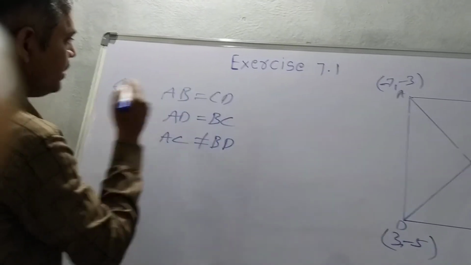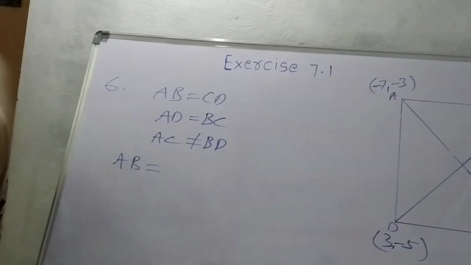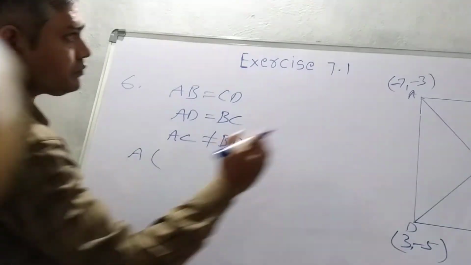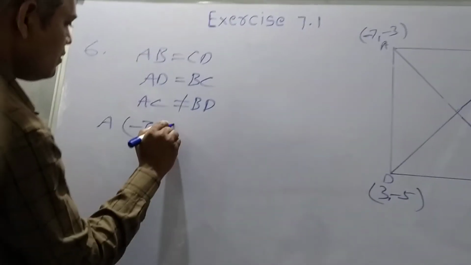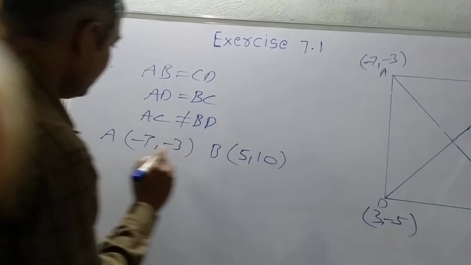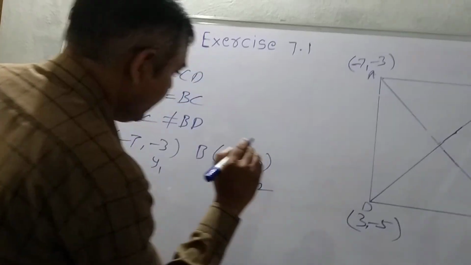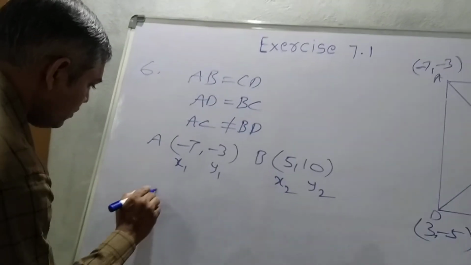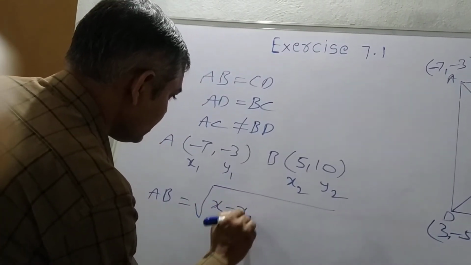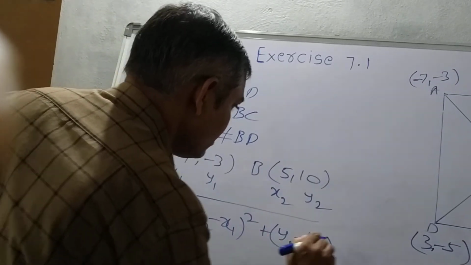First we have to find the distance between A and B. First we have to write the coordinates of points A and B. A is (minus 7, minus 3), B is (5, 10). This is x1, y1, this is x2, y2. The distance between the two points AB is equal to under root x2 minus x1 whole square plus y2 minus y1 whole square.